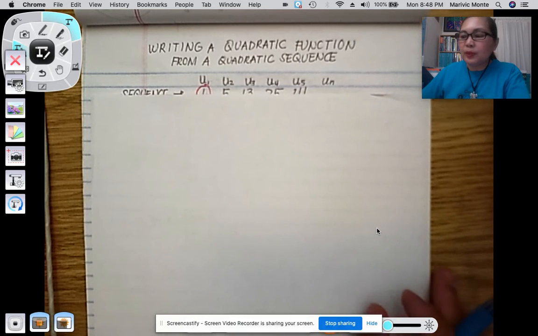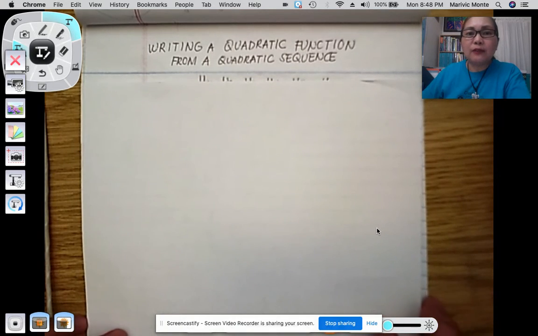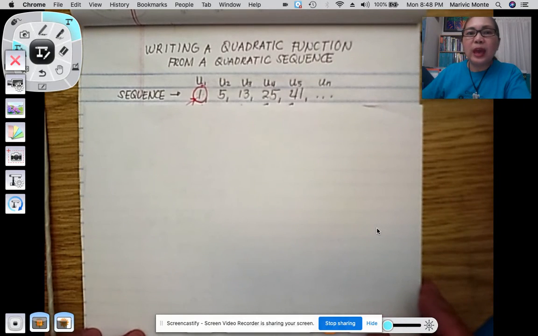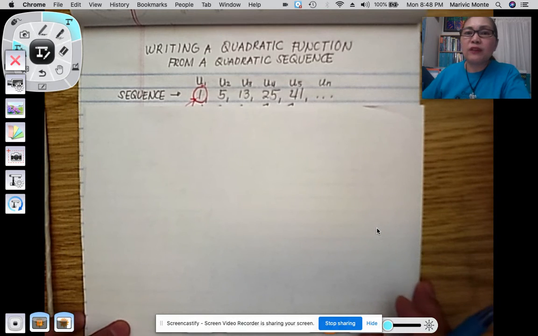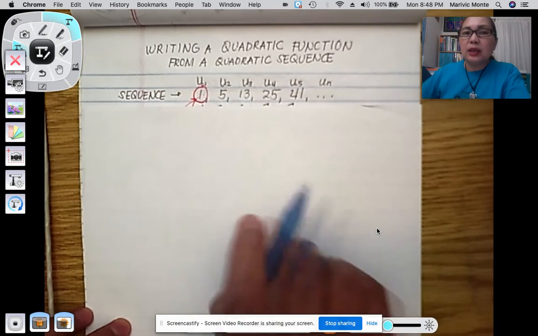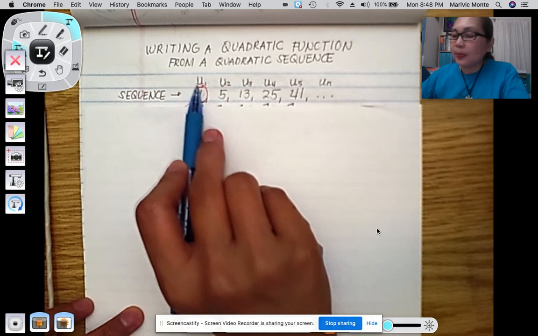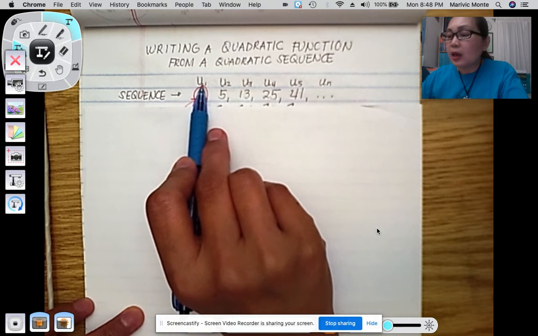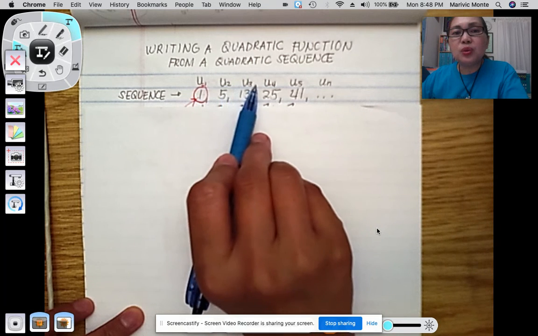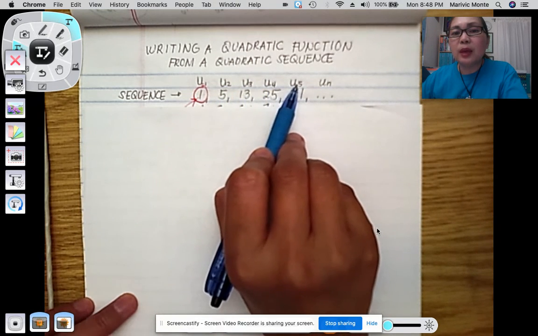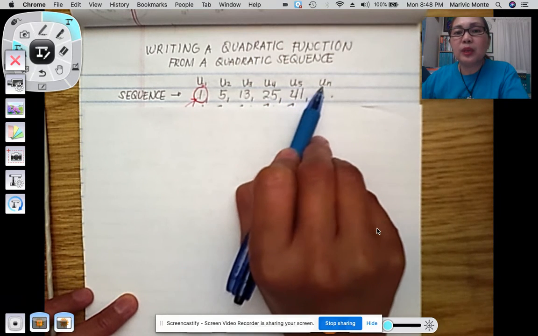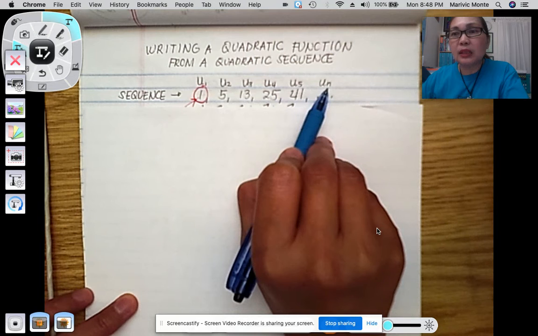Hi everyone. So let's talk about writing a quadratic function from a quadratic sequence. We have the sequence 1, 5, 13, 25, and 41. Each of these terms has a label: U1, U2, U3, U4, U5, and of course, all the terms after 41 would be U of n. That can also be called the nth term.